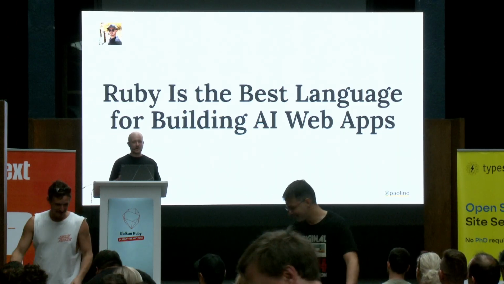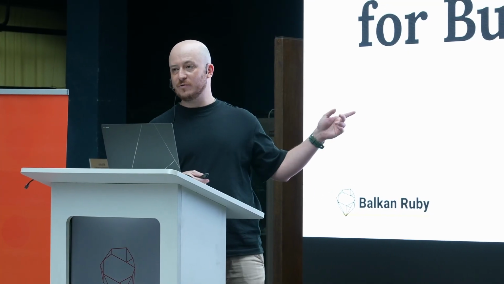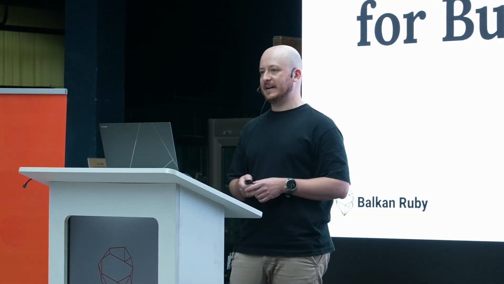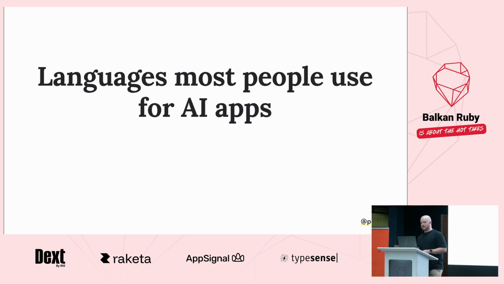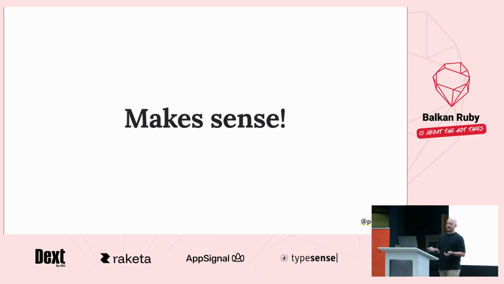Come on. We're going to talk about how I think Ruby is the best language for building AI apps. Bit of a hot take. So, what are the languages that most people use when they think about AI apps? Python? JavaScript, perhaps? I think it kind of makes sense, right?